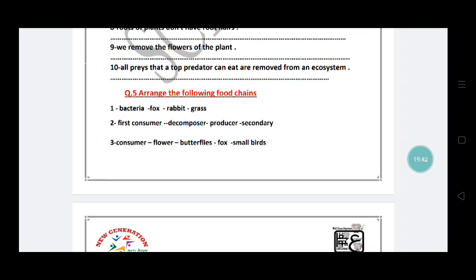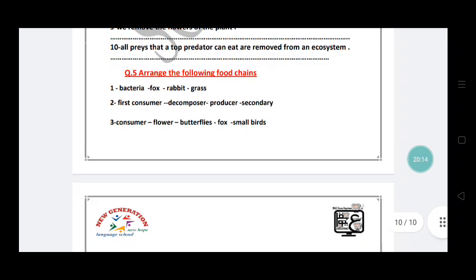We remove the flowers of the plant. We said that flowers are the reproductive parts of the plant, so the plant can't carry out the reproductive process. Okay, a top predator is removed from an ecosystem. The food web will be affected because many living organisms will lose their food source.